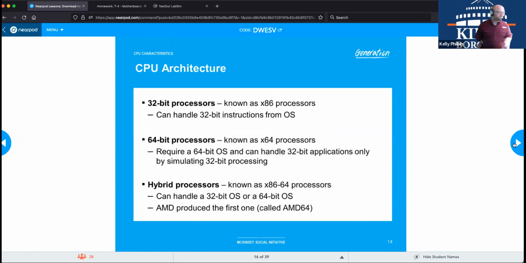All right, CPU architecture. This becomes important when you're selecting operating systems. So 32-bit processors are known as x86 processors, and they can handle 32-bit instructions from an operating system. They cannot handle 64.